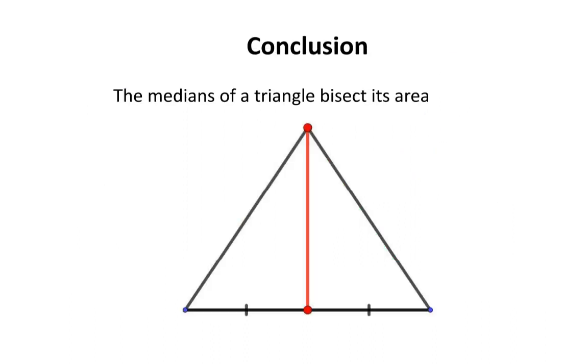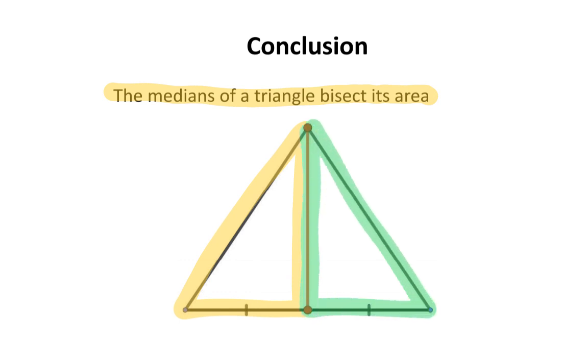Therefore, we can conclude that the medians of a triangle bisect its area. In other words, the area of this triangle is going to be exactly the same as the area of that triangle.